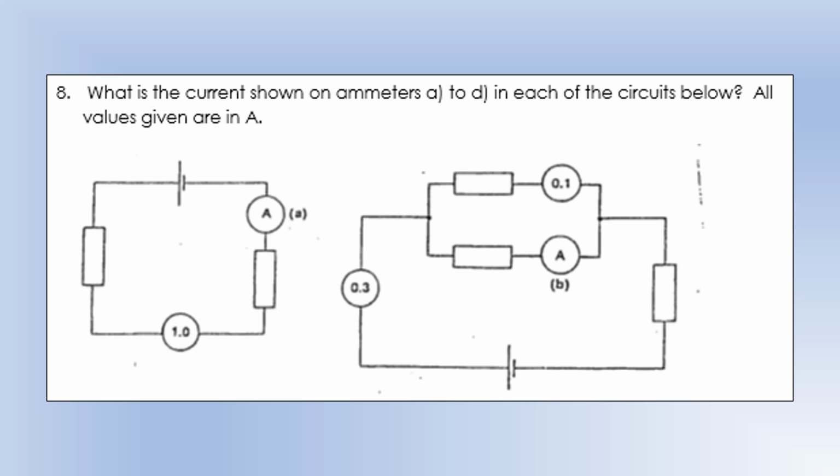What is the current shown on ammeters A to D in each of the circuits below? All the values are in A, or amps. So A is just going to be 1. It's in series with the original ammeter, so that's fine. Okay, this one we're just going to do 0.3 minus 0.1, gives us 0.2.